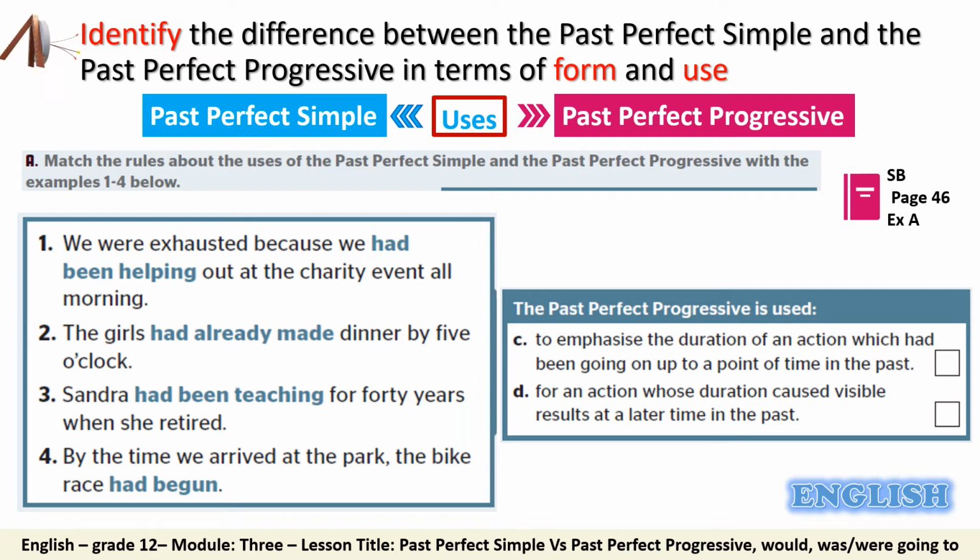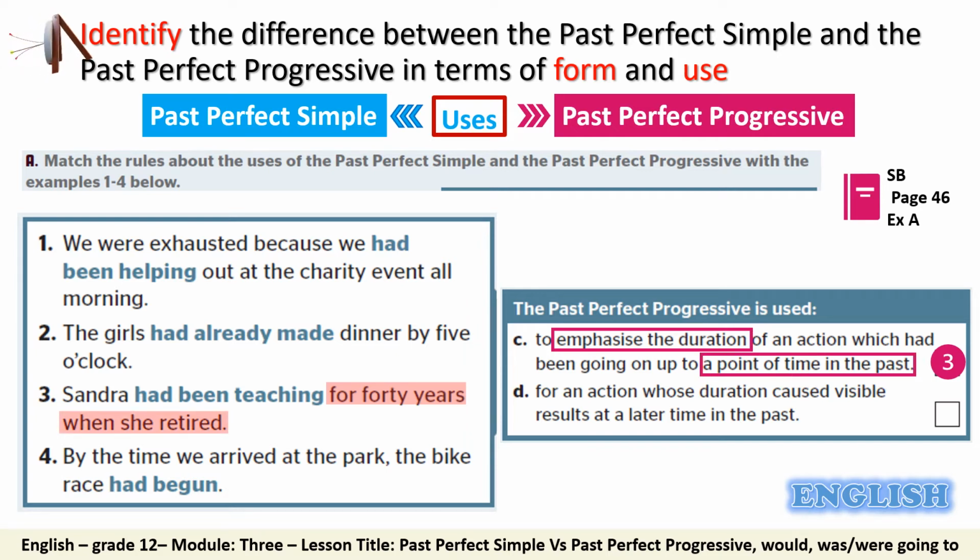Which sentence uses the past perfect progressive to emphasize the duration of an action which had been going on up to a point of time in the past? Great, it's sentence 3. The focus on the duration is marked by the use of the expression for 40 years. And when she retired indicates the point of time up to which the action had been going on.